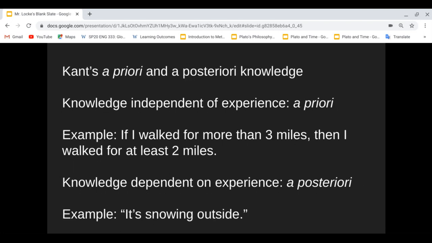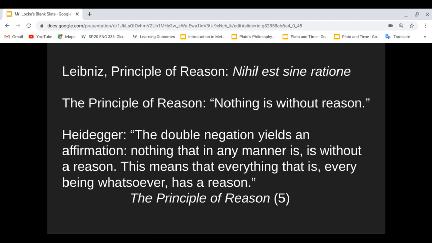All right? So here, just briefly, let's clarify the difference between Kant's a priori and a posteriori knowledge. The a priori is knowledge independent of experience. Here's an example: if I walked for more than 3 miles, then I walked for at least 2 miles. Let's compare this with knowledge that's dependent on experience, the a posteriori example. It's snowing outside. This is a knowledge claim dependent upon external empirical verification, as opposed to knowledge that doesn't require external empirical verification but comes from thinking. This is the a priori.